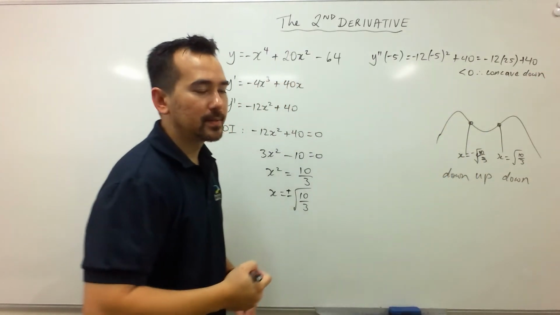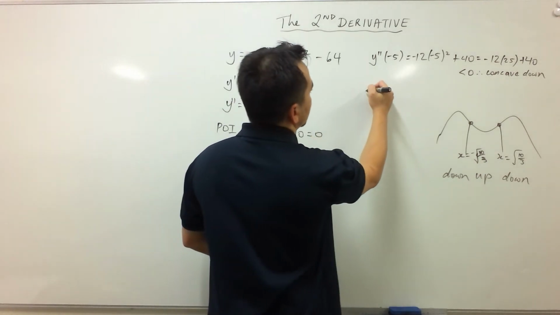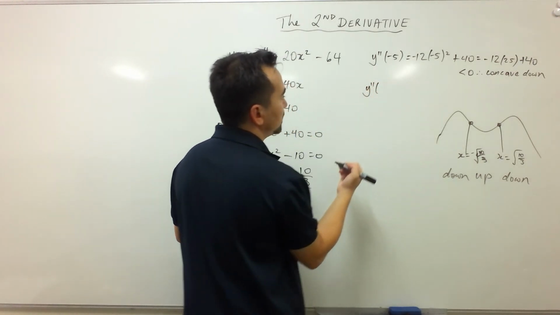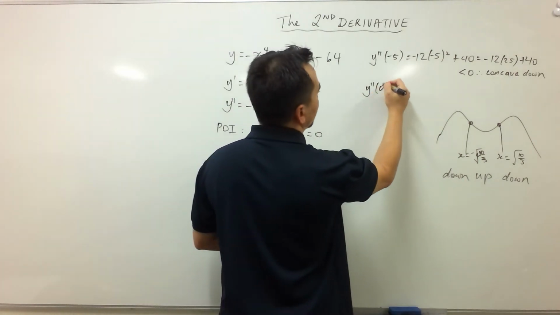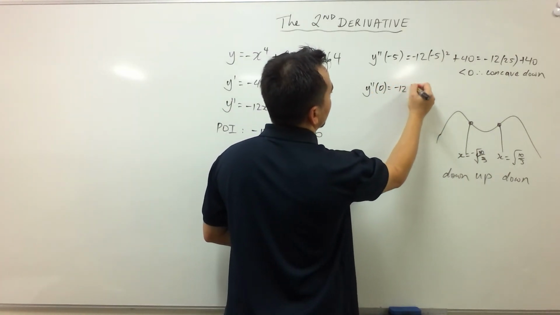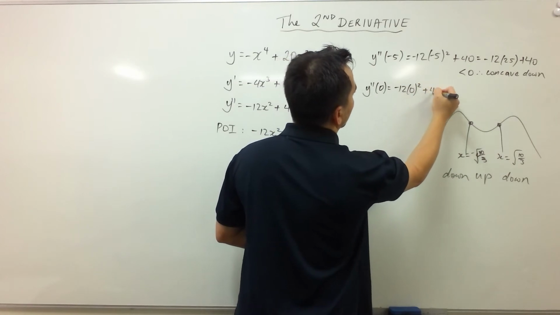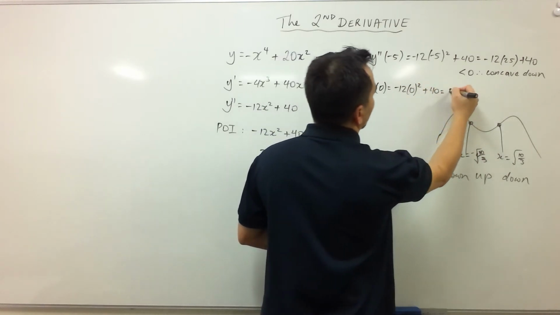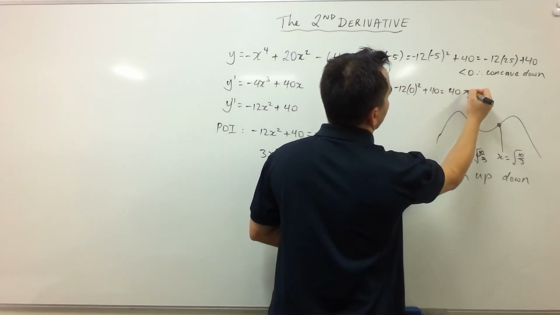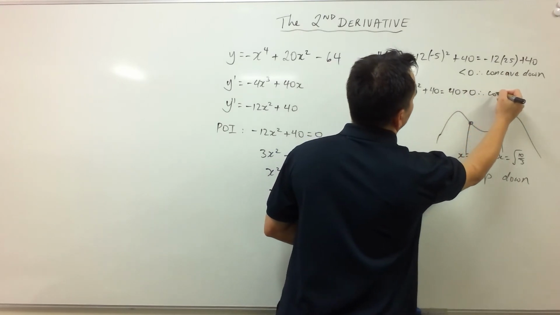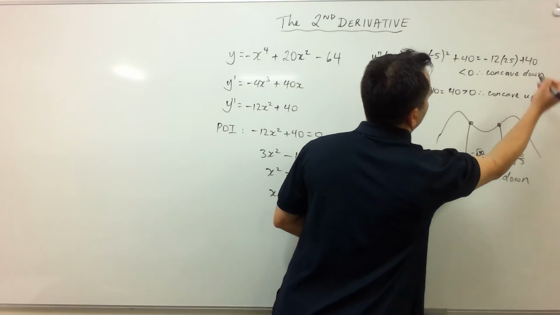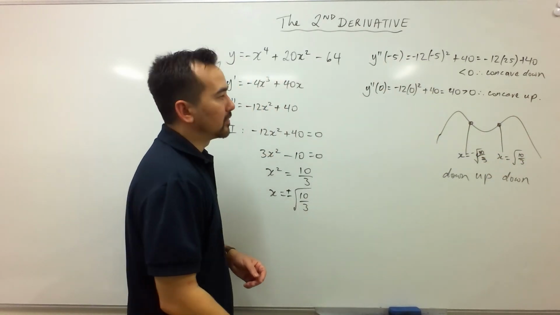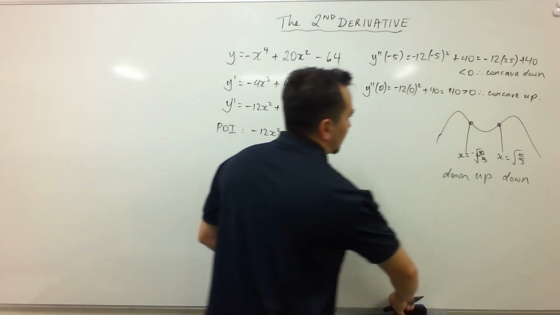And that makes sense. Then we'll do the same for the second derivative, substituting a value between these two. Let's say 0. And we get negative 12 times 0 squared plus 40. That's going to come out to be 40, which is greater than 0. Therefore, it's concave up. And that confirms our diagram. All right, I need to make a bit of room now.